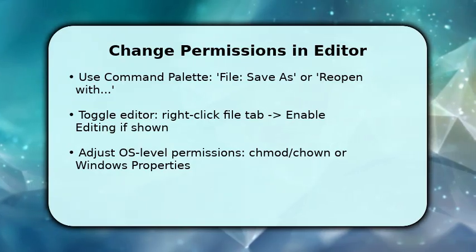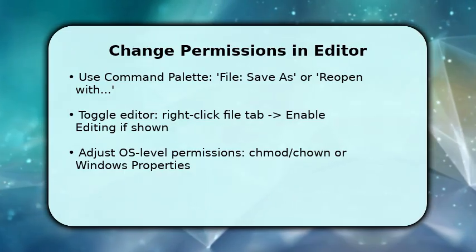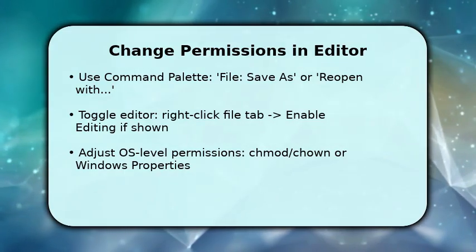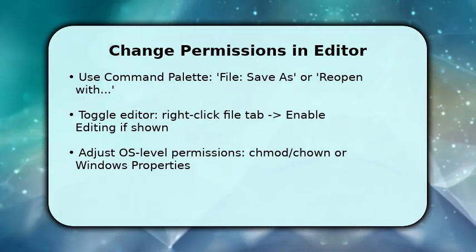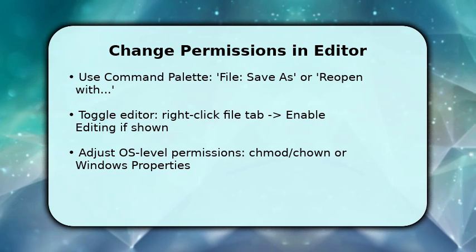On macOS/Linux, run chmod or chown, and on Windows, change Properties Attributes or Security to grant write access. Make sure to restart VS Code after permission changes so the editor rereads file flags.